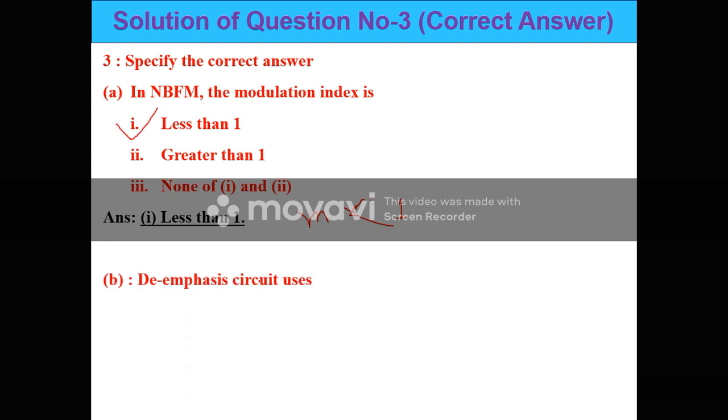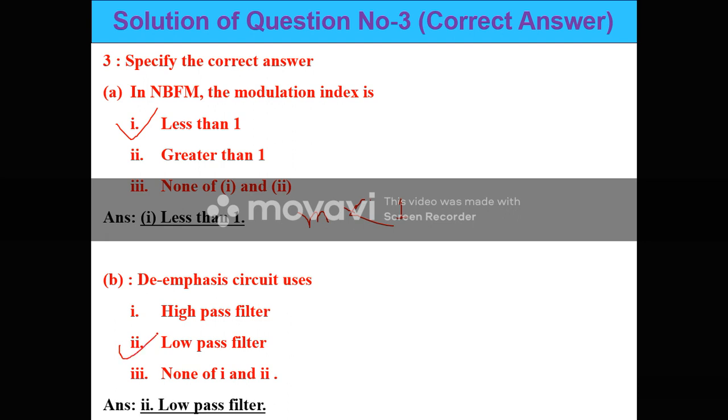Next is de-emphasis circuit uses in the high pass filter, low pass filter, and none of 1 and 2. So de-emphasis circuit is generally used in the receiver. De-emphasis means whatever high frequency are added in the transmitter, that high frequency are rejected in the receiver. So for rejecting the high frequency signals, we generally use the low pass filter.